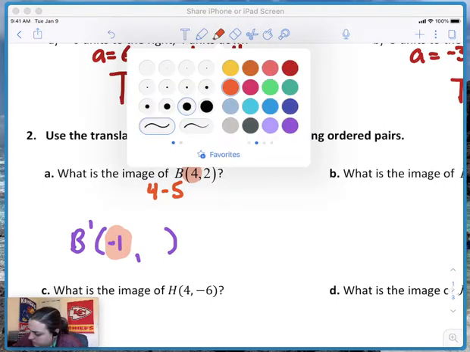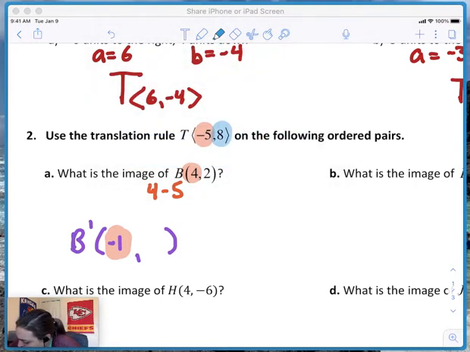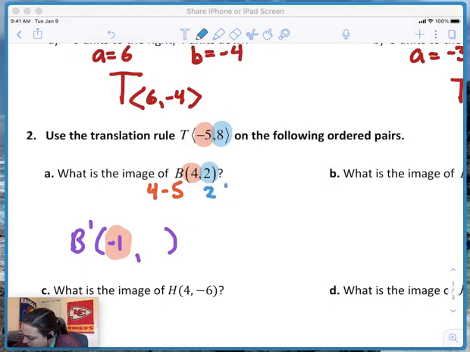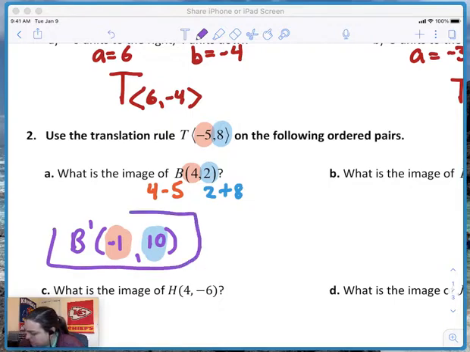Then I have 8 and 2 here, so I'm going to take 2 plus 8, which is going to give me 10. So this is the image here. So again, I did 4 minus 5 to get negative 1, and I did 2 plus 8 to get 10.